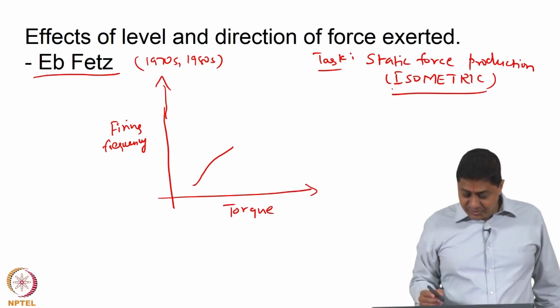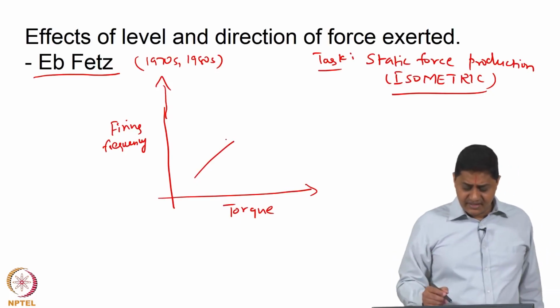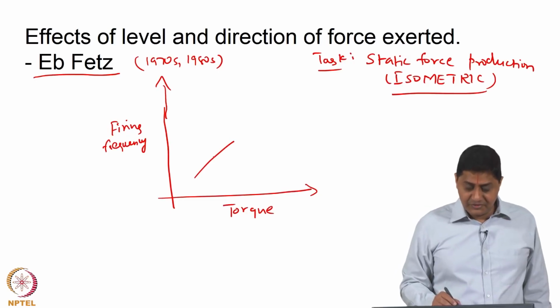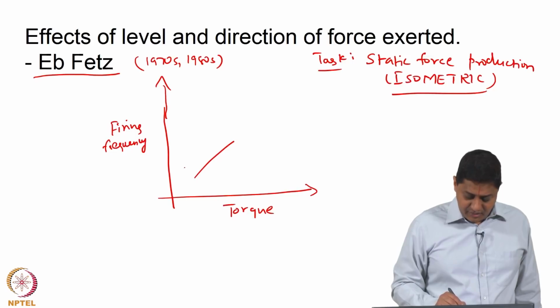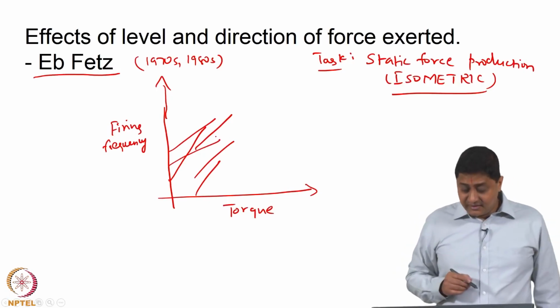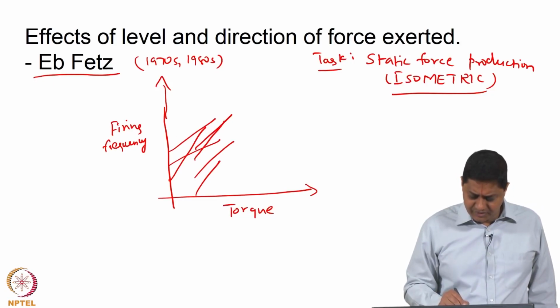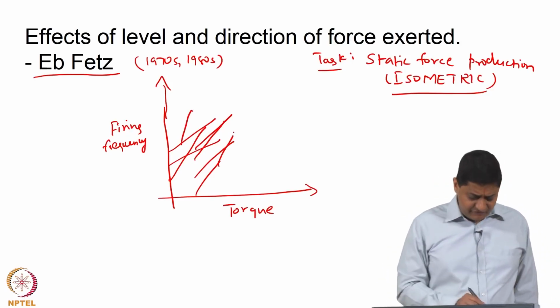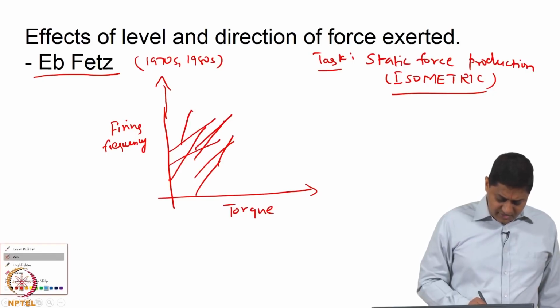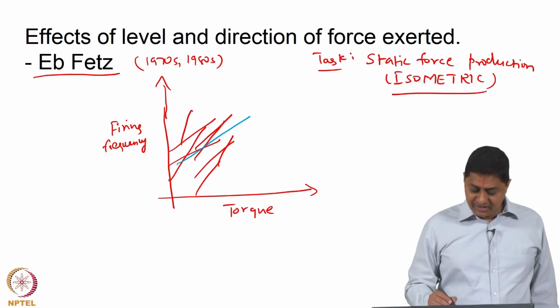In this case, the muscle torque that is produced varies linearly with firing frequency. As the torque increases, the firing frequency of this particular neuron increases. Let us take a different neuron: in a different neuron it increases like this, in another like that, and so on. These are the activities of say 5 or 6 neurons; like this we could record the activity of multiple neurons. Obviously the slopes of all these lines will be different, but what is important to note is that in general this is true. If I take the average of all these lines, approximately this is the line that I am going to get.